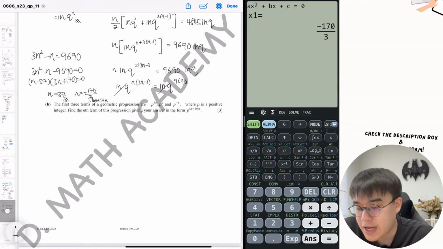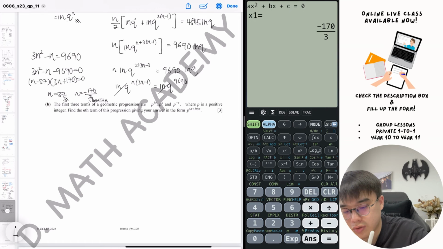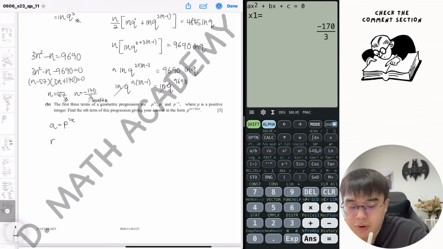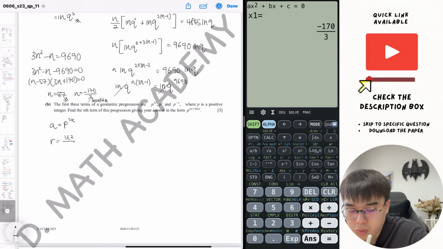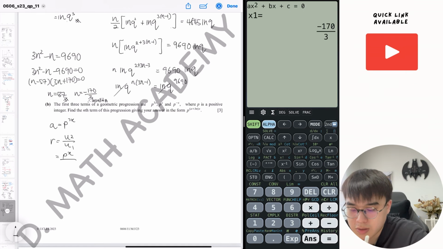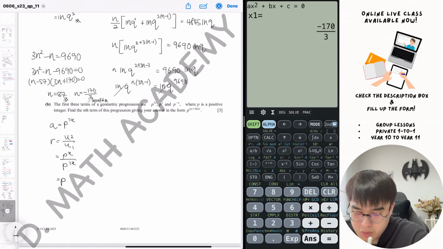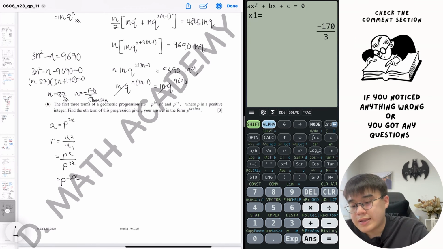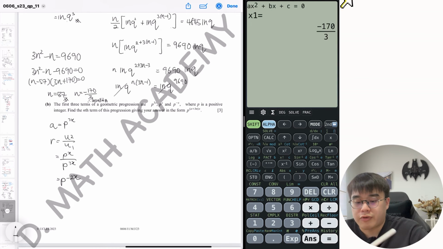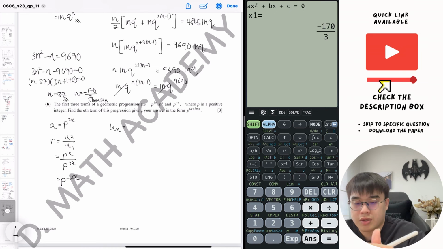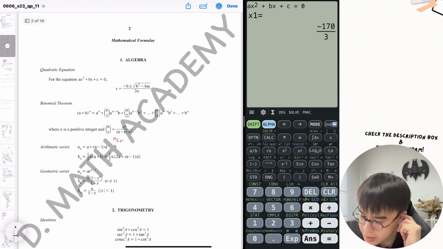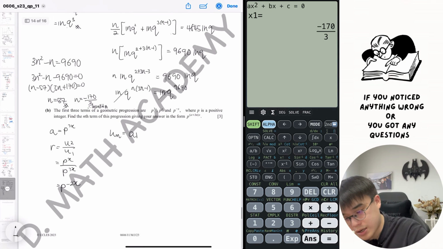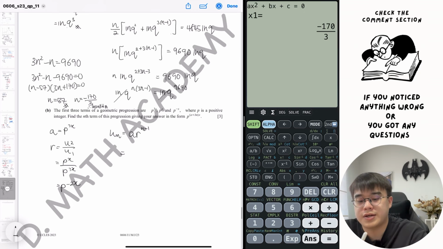And moving on to question 9b, geometric progression. So your u or your a is actually p to the 3x. This time around we are using r now, so I'm going to take u2 over u1. We have p to the x over p to the 3x. It should be p to the negative 2x here. Okay, and they want us to find the nth term of the progression. So it's just u n. u n is a r to the n minus 1. Okay, it's a r to the n minus 1. So our a here is p to the 3x.